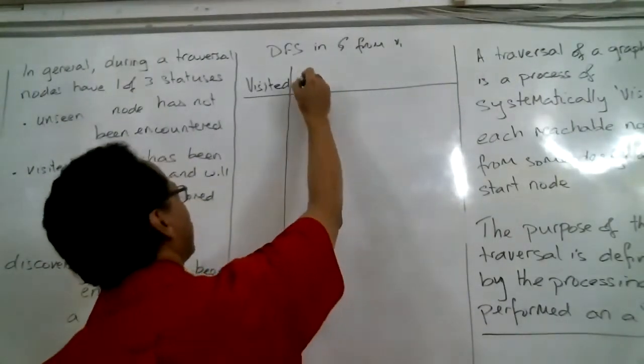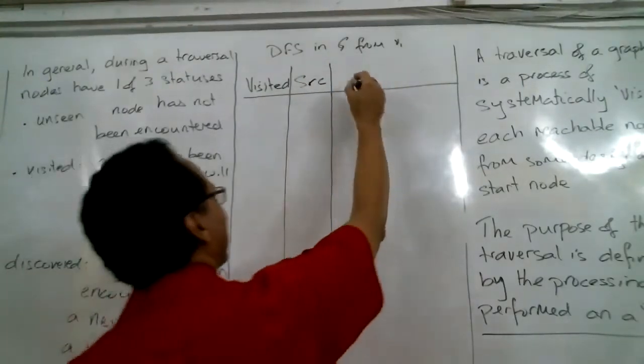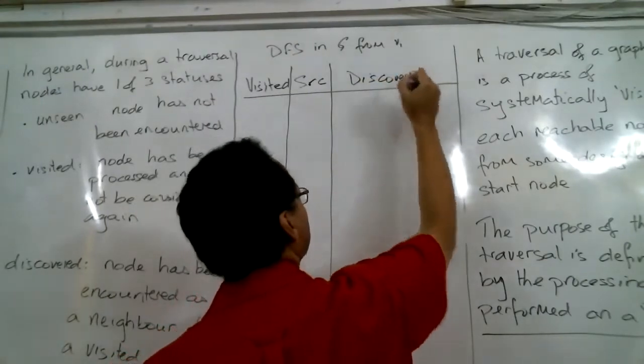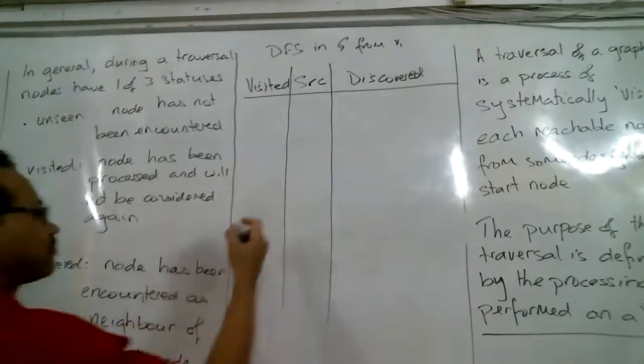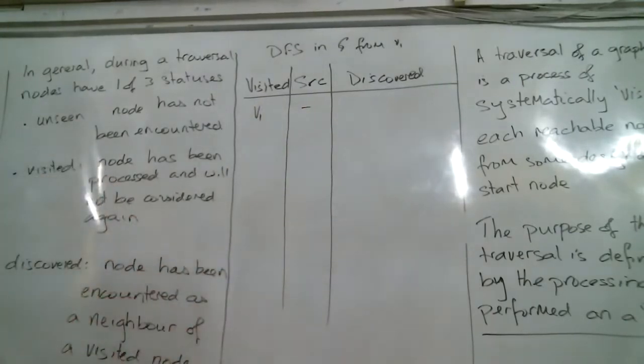I'm going to indicate the source from where I visited this node. And then I'm going to have my discovered nodes. We'll soon talk about what data structure I would need to maintain my discovered nodes, probably in the next lecture at this rate. But let's just first get the concept straight. So I start by visiting V1. And obviously I don't have any source. I didn't come from anywhere. What's my source? Which node did I come from to visit this node? That's what source represents.